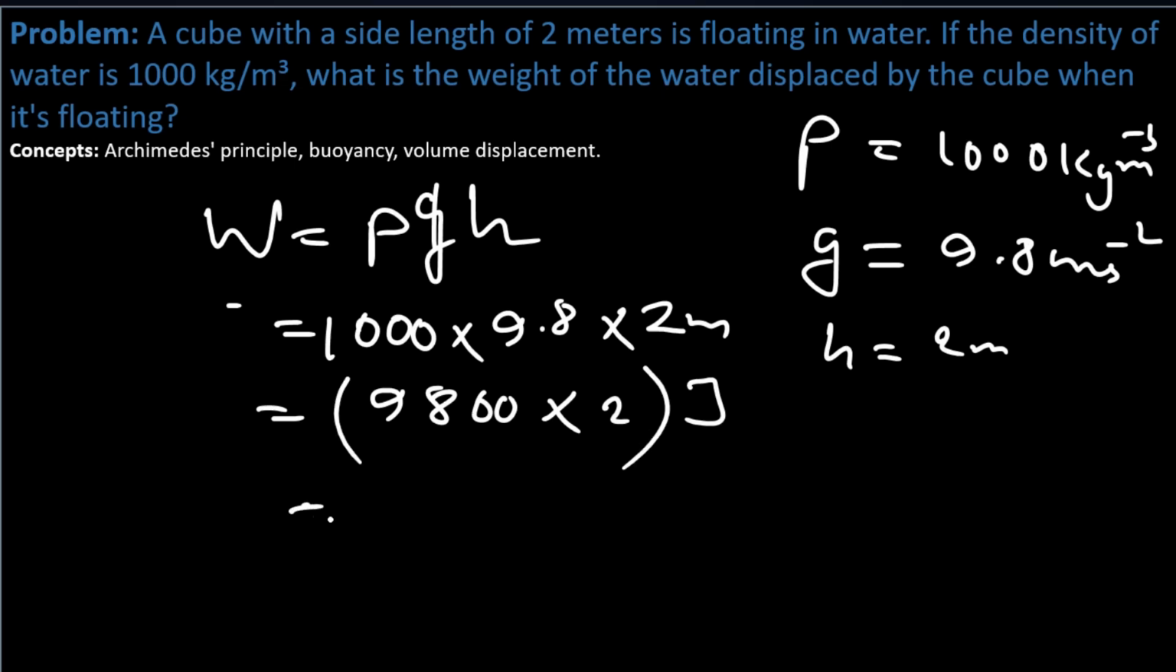So it's 98 times 2. 98 times 2 equals 196. Yes, 196 joule will be the answer.